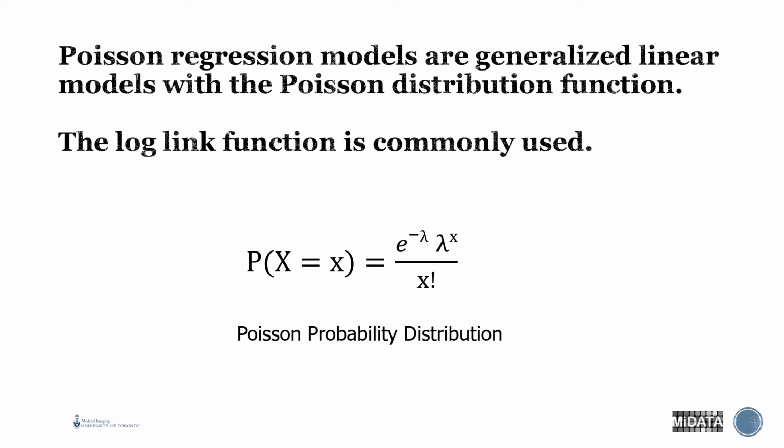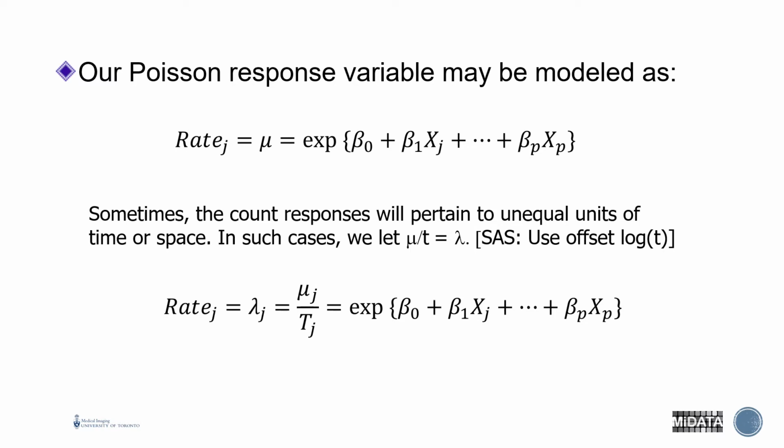I've just put down here on the slide the Poisson probability distribution, where x is a random variable and lambda is your rate. So the Poisson response variable may simply be modeled as the rate, which is what you're interested in, so mu. And on the other side of the equation, which we've seen before in the logistic regression, for example, you have to exponentiate the linear portion of your equation, with beta naught being your intercept and beta 1 x1 being your first covariate.